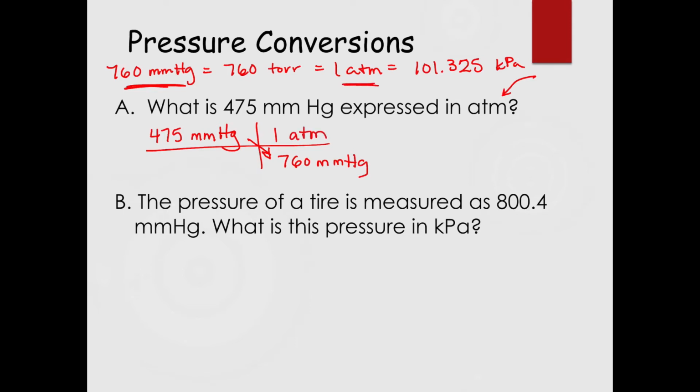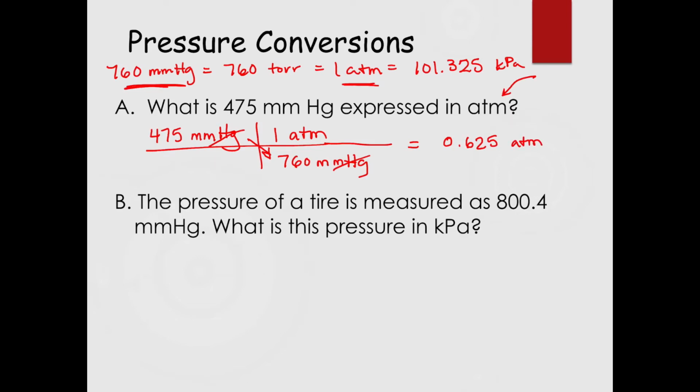Since these are all equal to each other, we can just pick and choose which ones we need to use in our conversions, which is really handy. So now we've got millimeters of mercury canceled. We're left with atmospheres, which is what we're trying to find. Multiply the top, divide the bottom, and you'll get 0.625 atm.